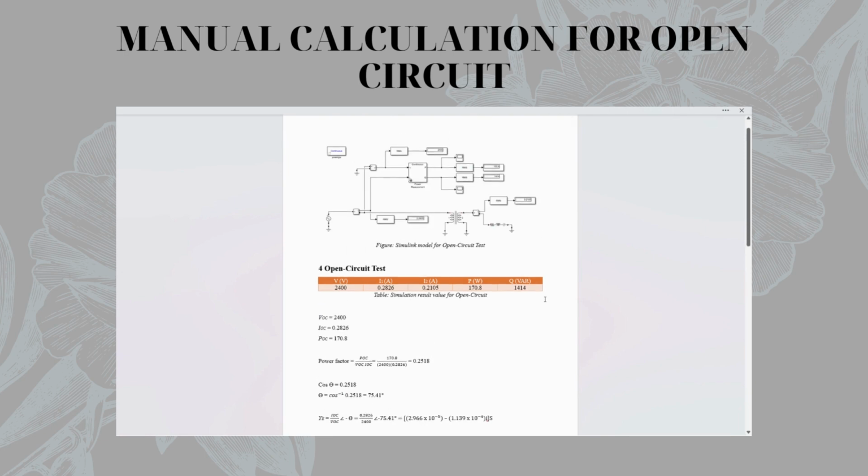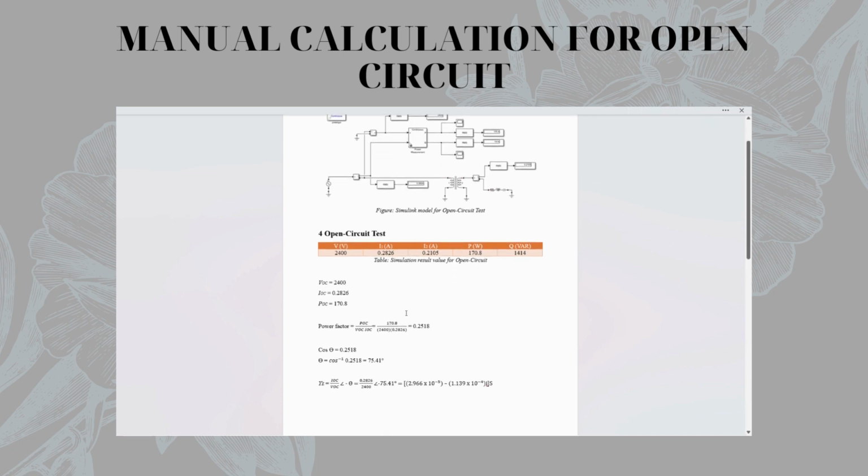As for the calculation, this is the information that we got from the simulation, which is the voltage is 2400, the I1 is 0.2826, the I2 is 0.2105 ampere, the power is 170.8, and the VAR is 1414. So the VOC is 2400, the IOC is 0.2826, and the power, the POC, is 170.8.